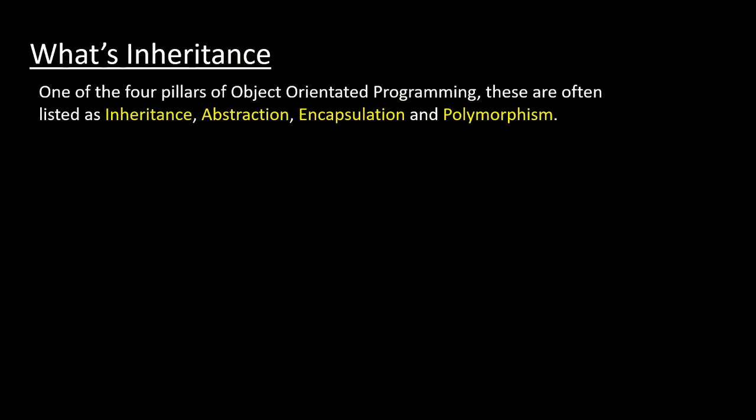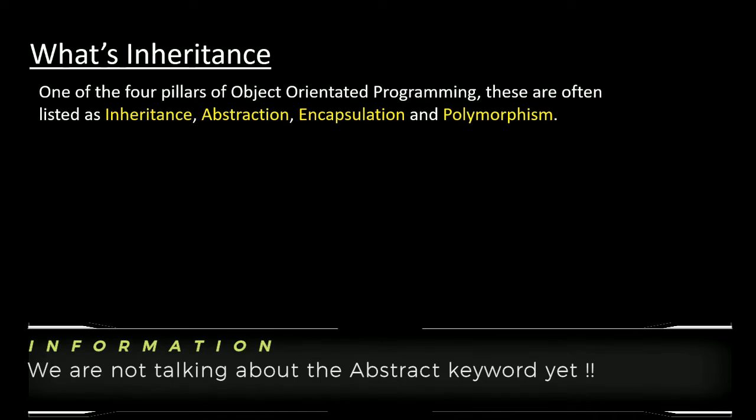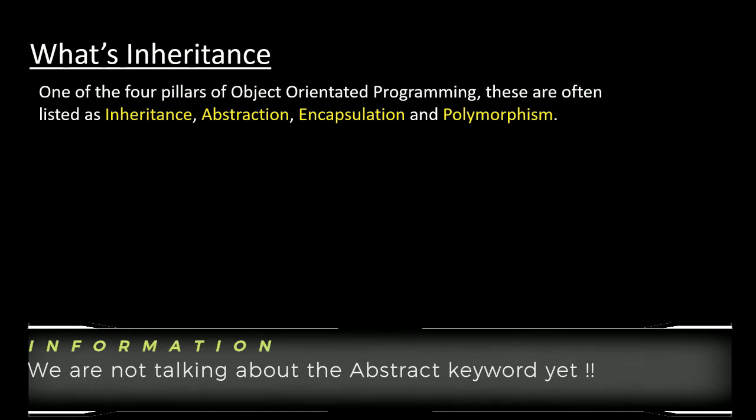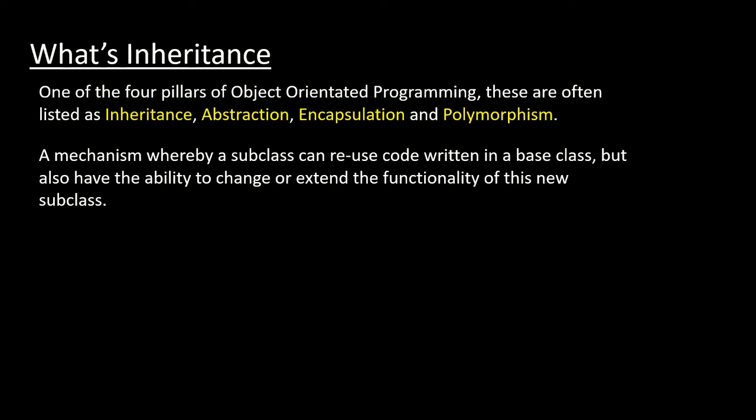Inheritance is one of the 4 pillars of object-orientated programming. These are often listed as inheritance, abstraction, encapsulation, and polymorphism. It's a mechanism whereby a subclass can reuse code written in a base class, but also have the ability to change or extend the functionality of this new subclass.